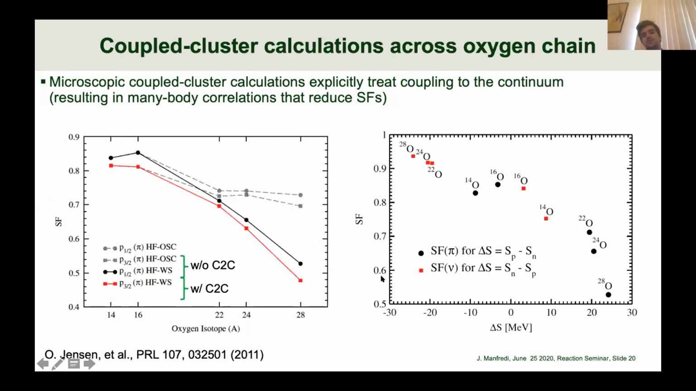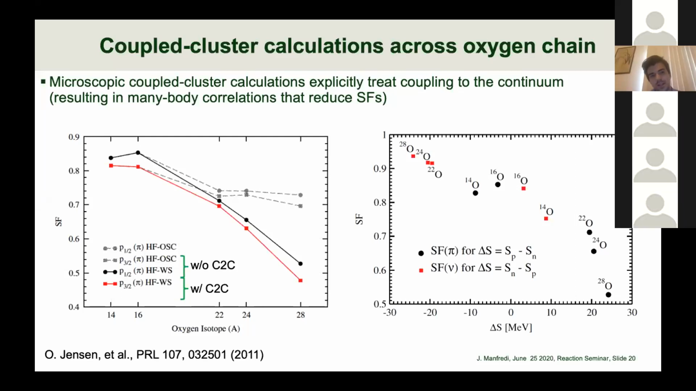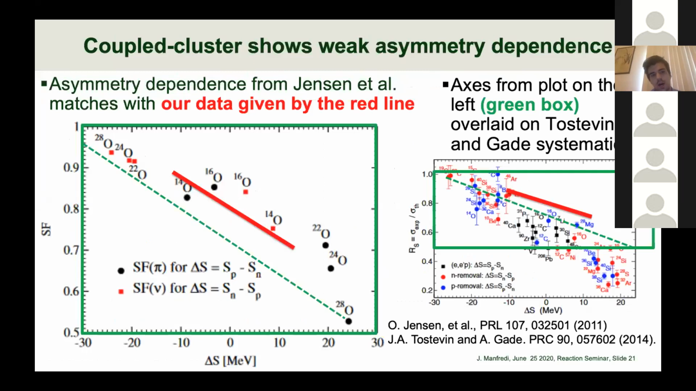And you can see this plotted as a function of delta S on the right for oxygen isotopes with both proton and neutron removal. So looking at this, it kind of seems like, okay, maybe the quenching is actually quite strong, but if you look closely, the asymmetry dependence, which is there in the calculations, of course, is more closely matched by the weak dependence that you see from transfer and the quasi-free measurements. So you can see here the green box around Jensen et al. overlaid onto the systematics of Tostevin and Gade.